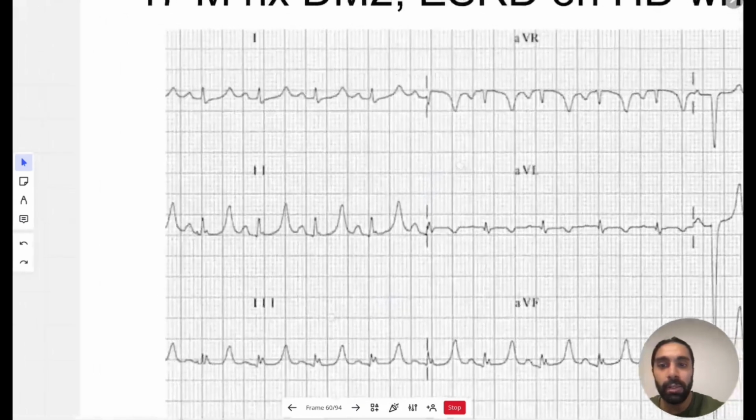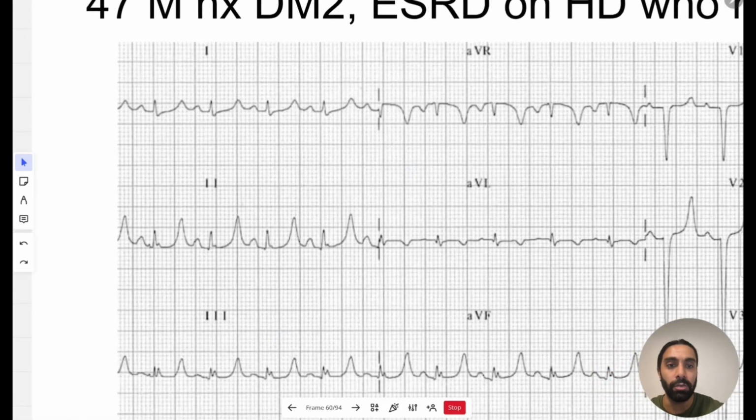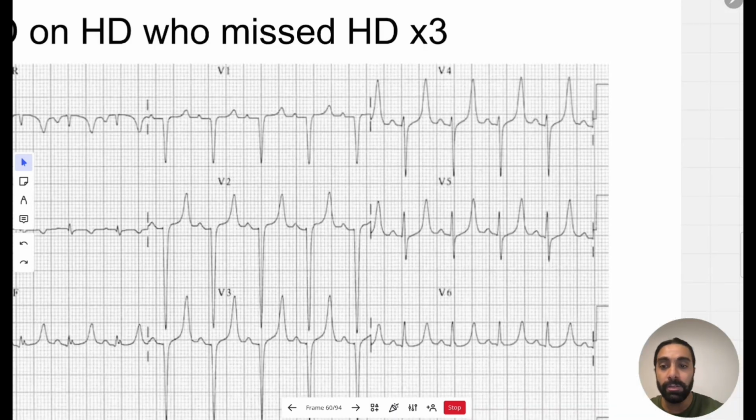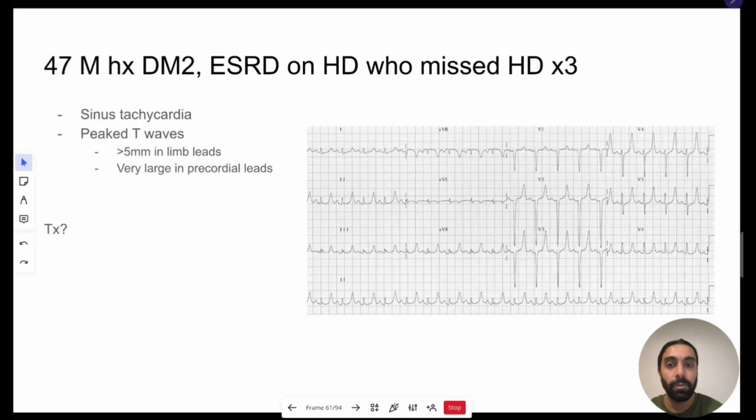If you see in the limb leads, so that's all 1, 2, 3, AVR, AVL, AVF, if you see T waves that are greater than one big box, those are enlarged T waves or peaked T waves. And you can see here with the anterior leads, the precordial leads, the T waves are much bigger than what we're used to seeing. Look at V4, it's almost spanning 2.5 big boxes. So sinus tachycardia, and when you see peaked T waves, they're going to ask you what's the best initial treatment for this patient. So think about that.